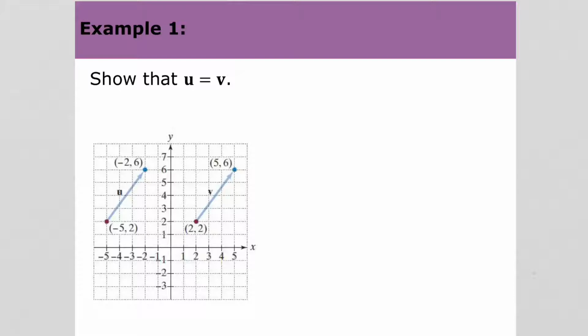For example 1, it says show that u equals v. To do this, we have to show that they have the same magnitude and the same direction. So first we'll show that they have the same magnitude. And we do that by basically using the distance formula.